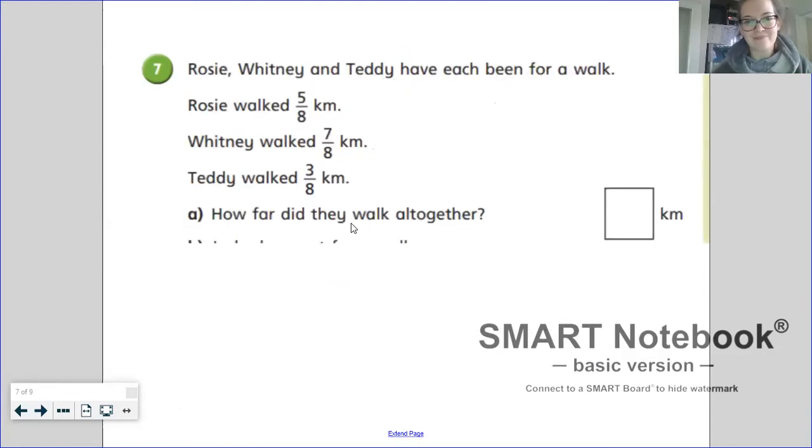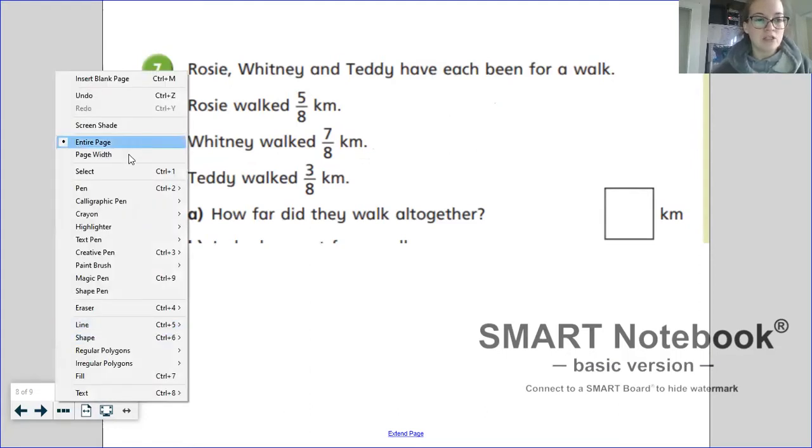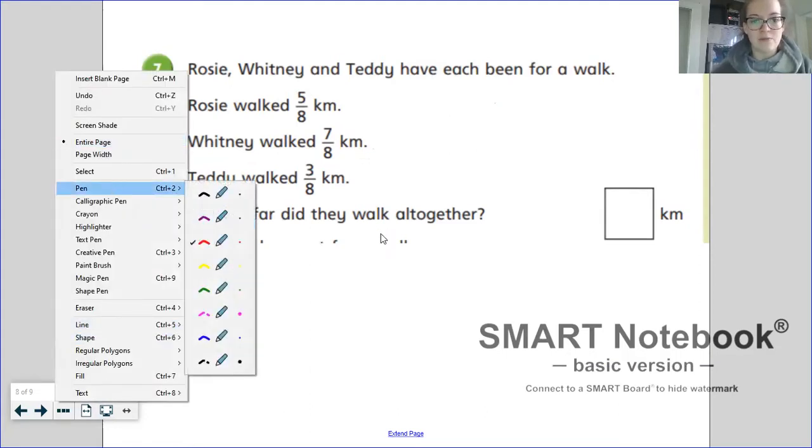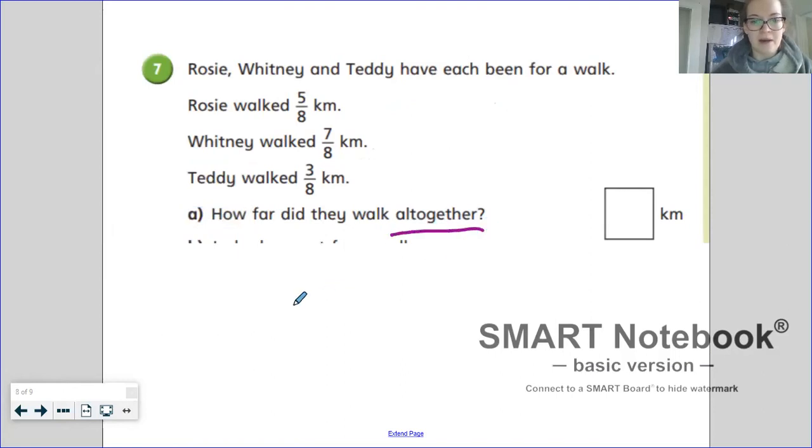Silly Tommy. Okay, Rosie, Whitney and Teddy have been for a walk. Rosie walked 5/8 of a kilometre, Whitney walked 7/8 of a kilometre, and Teddy walked 3/8 of a kilometre. How far did they walk all together? So we're going to be adding up, so remember it's all together. So now I'm adding them all together. So I've got 5/8, add 7/8, add 3/8.